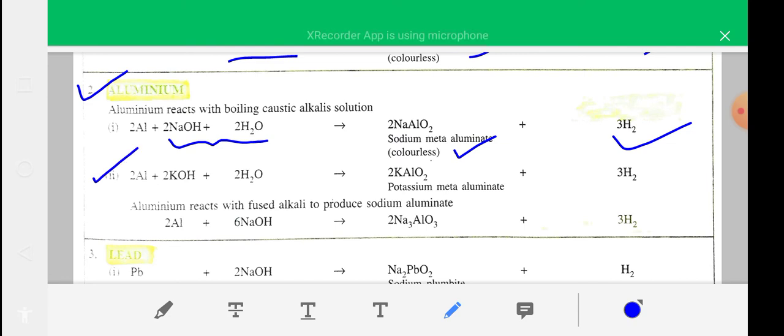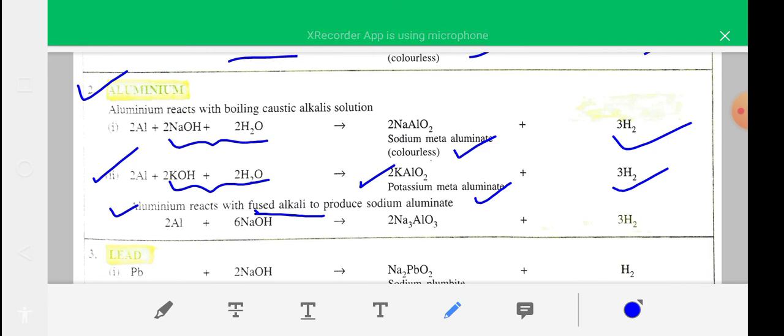Similarly, aluminium reacts with boiling caustic potash solution and forms potassium meta-aluminate and hydrogen gas. And aluminium reacts with fused alkali like fused NaOH to produce sodium aluminate and hydrogen. Sodium aluminate, that is Na3AlO3, and hydrogen.